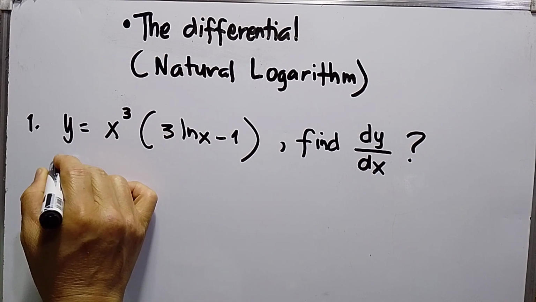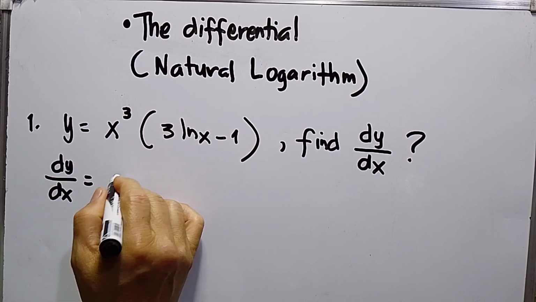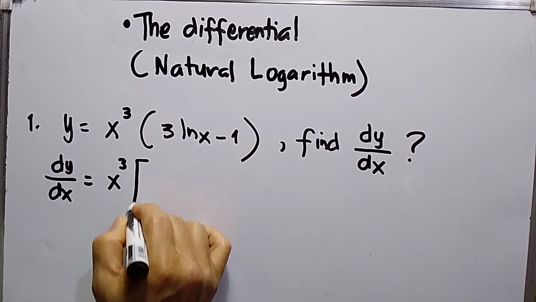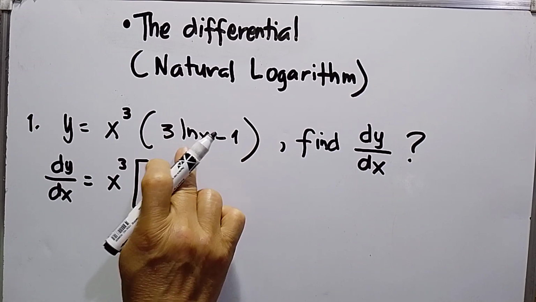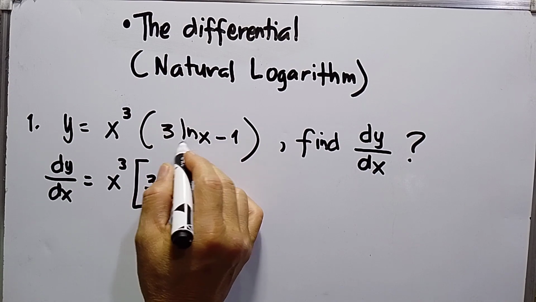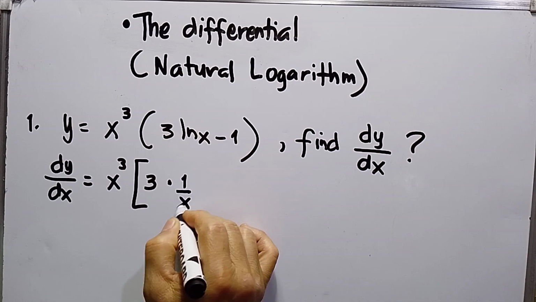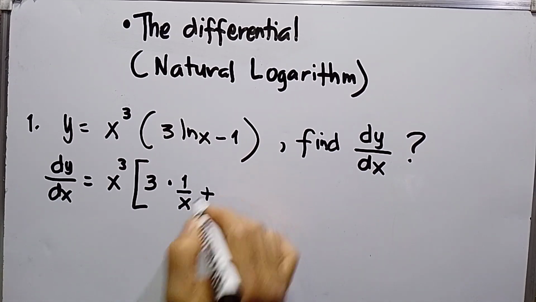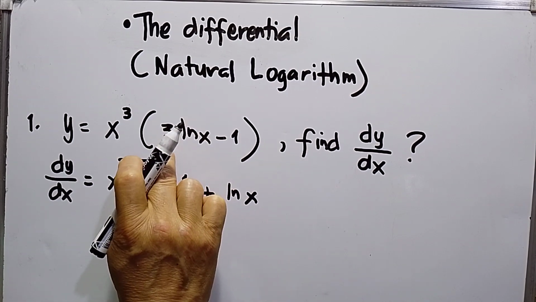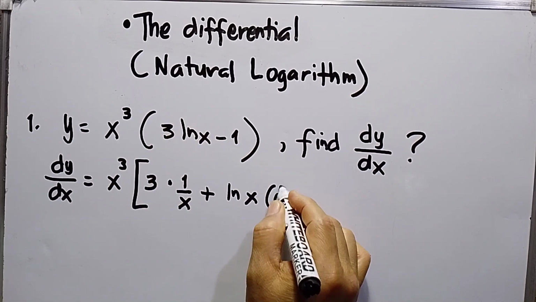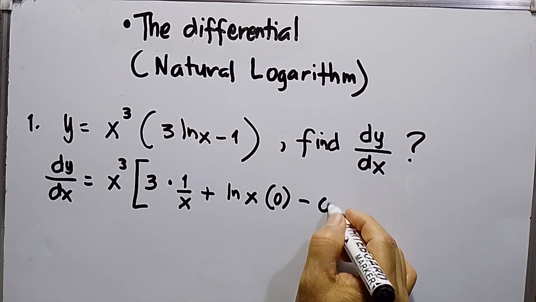So dy over dx is equal to: copy the first term x cubed, and then differentiate the second. This is also a product rule, so this will be 3 times the derivative of ln x, which is 1 over x. Then plus, copy the second, ln x; the derivative of 3, a constant, is 0. Then minus, the derivative of a constant is 0.